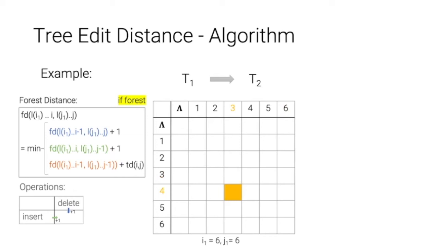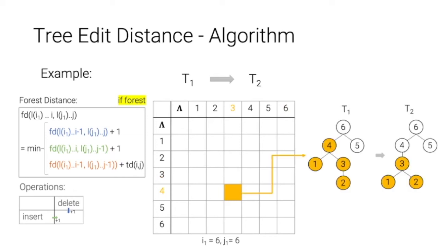What does this cell mean? It is the distance between nodes 1 to 4 of tree 1 and nodes 1 to 3 of tree 2. This time we have two trees that we compare with each other. So the value is calculated differently than with forests. However, we can still call it forest distance because a forest can also consist of a single tree. Only the calculation is a little bit different.